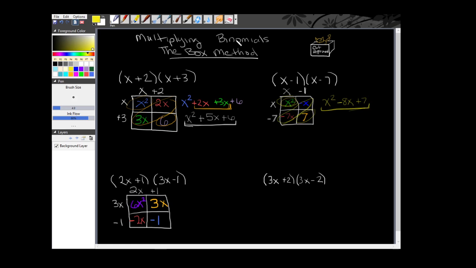So now we are all set to go through and collect our like terms. So across my first diagonal, I have 6x squared. And then here I have a 3x and a negative 2x. So 3 minus 2 is a positive 1x. And then I have my minus 1 there at the end.